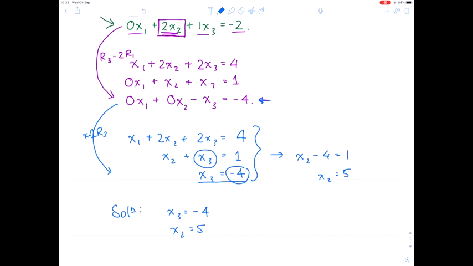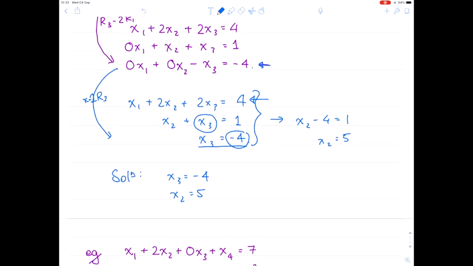And now that we've got x2 and x3, we can plug those values into our first equation so that we can solve for x1. So we get x1 is equal to, I'm taking these two over to the other side just to help, so I've got minus 2 times x2, so minus 10, minus 2 times x3, so that's going to be plus 8, and then we've got plus 4, so we can finally find our solution is just x1 is equal to 2. So the transformations that we've made have enabled us to find a system from which we can easily read off the solutions.